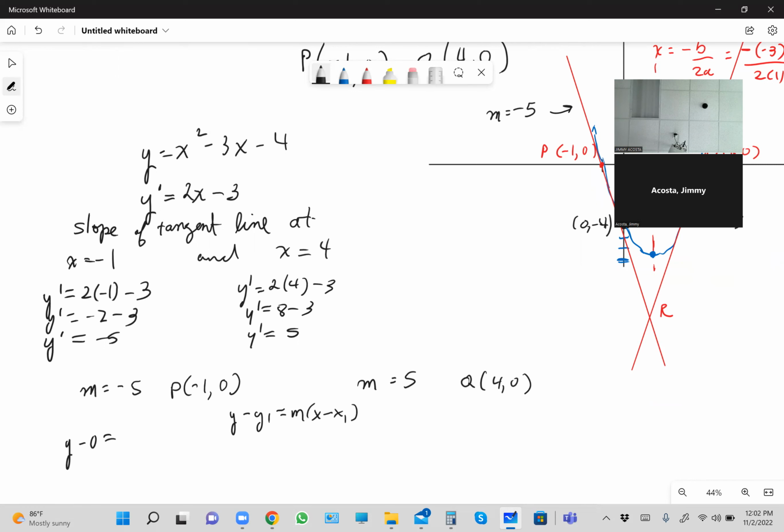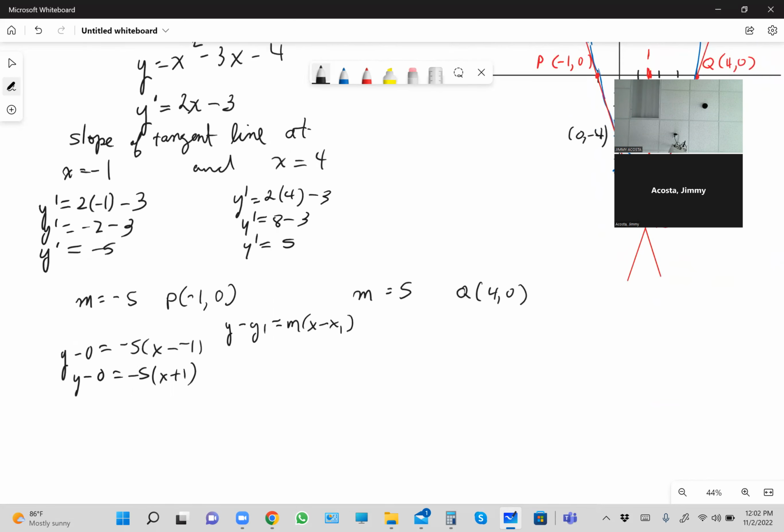So let's go ahead and do it quickly. Y minus 0 equals -5 times x minus -1. So that's y minus 0 equals -5 times x plus 1. So y equals negative 5x minus 5.